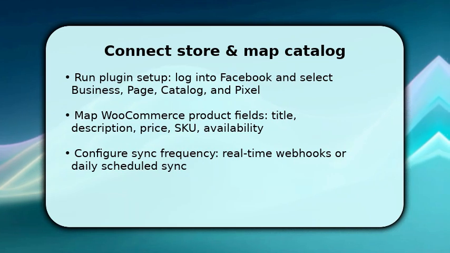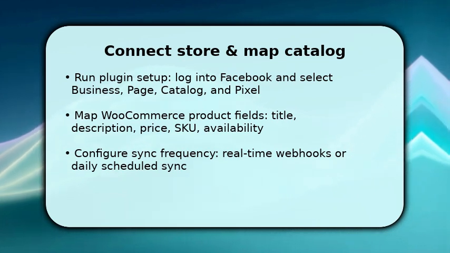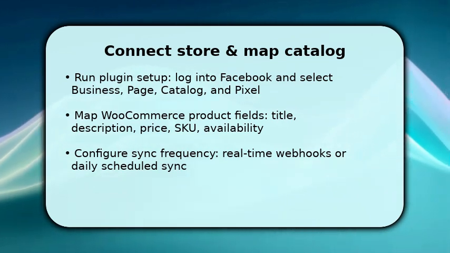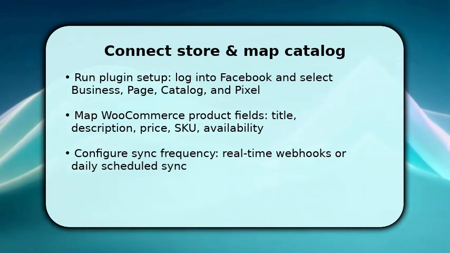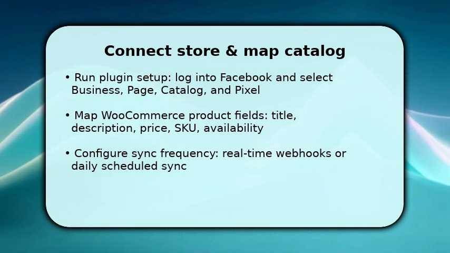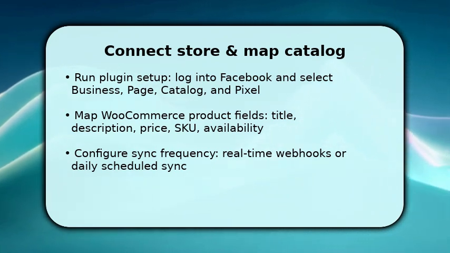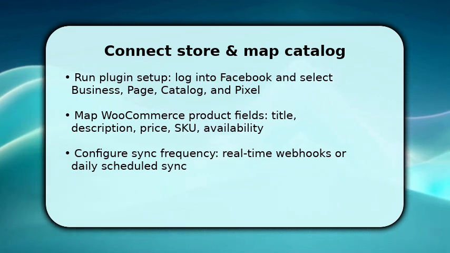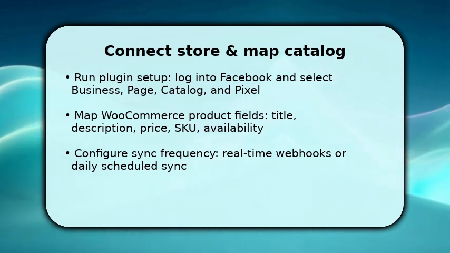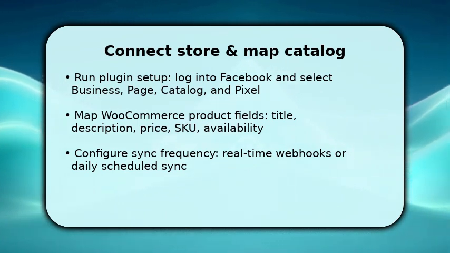As you map fields, make sure title, description, price, SKU, availability, and images match Facebook's schema to prevent rejected listings. Once mapping is validated, choose sync method, real-time webhooks for immediate updates, or daily scheduled sync to reduce API calls. Also review tax and shipping settings so checkout prices match. Inconsistent settings cause purchase drop-offs.